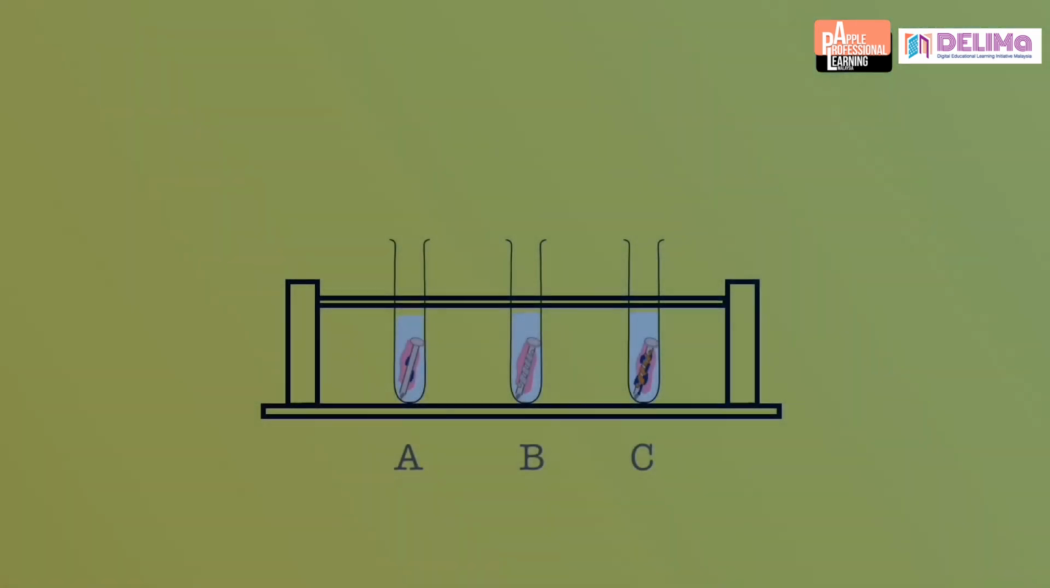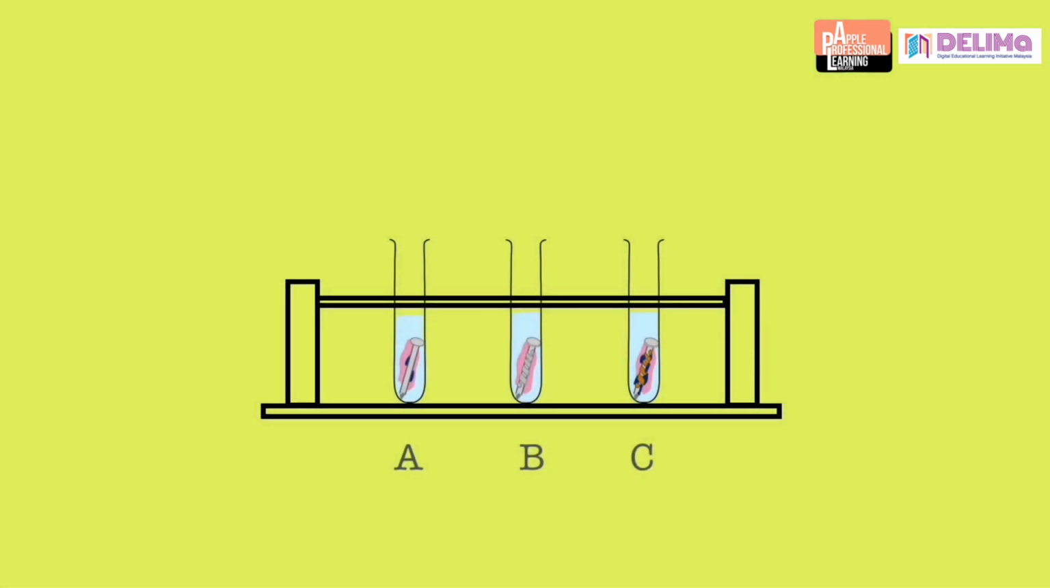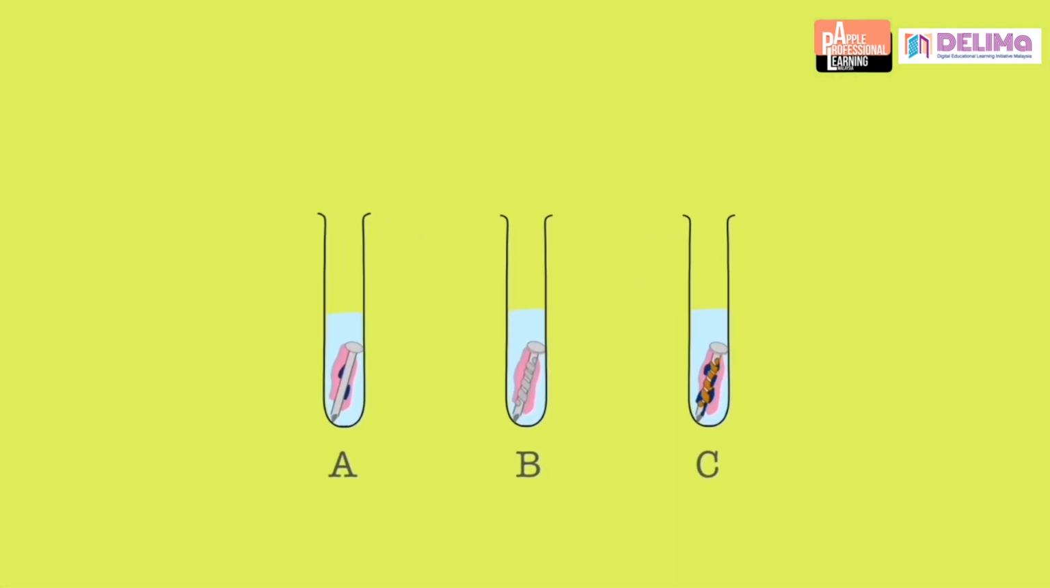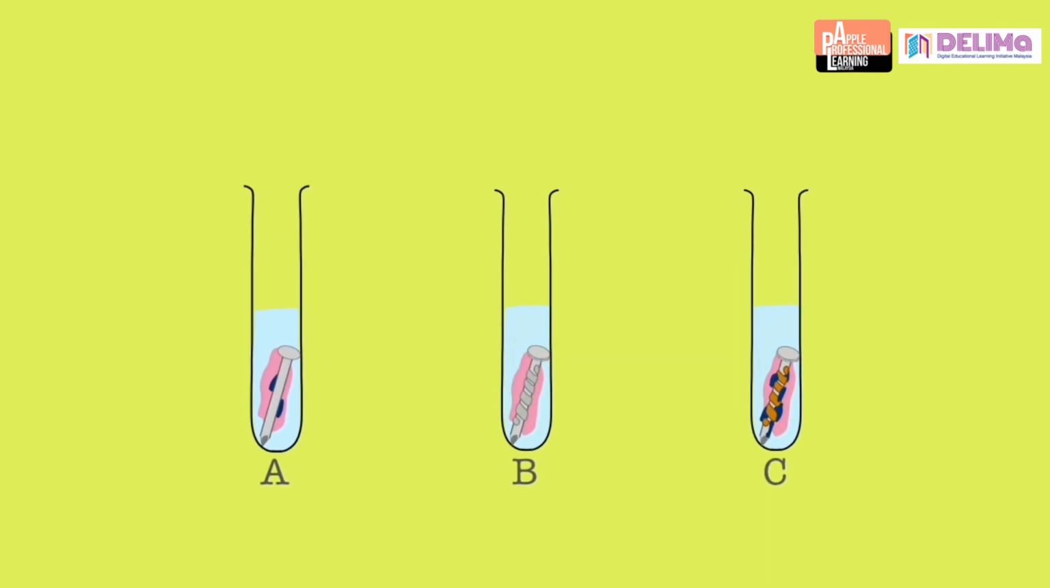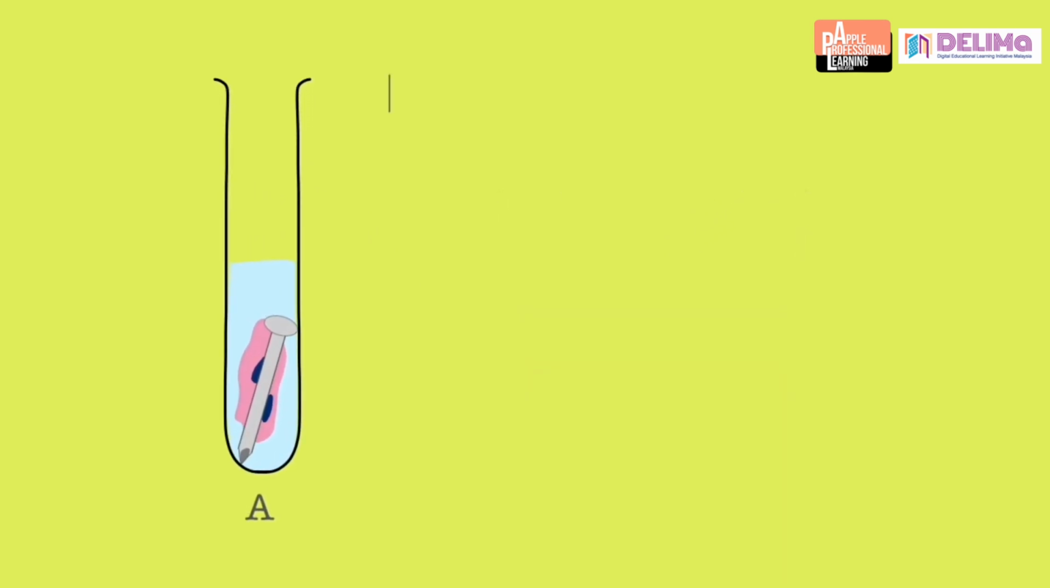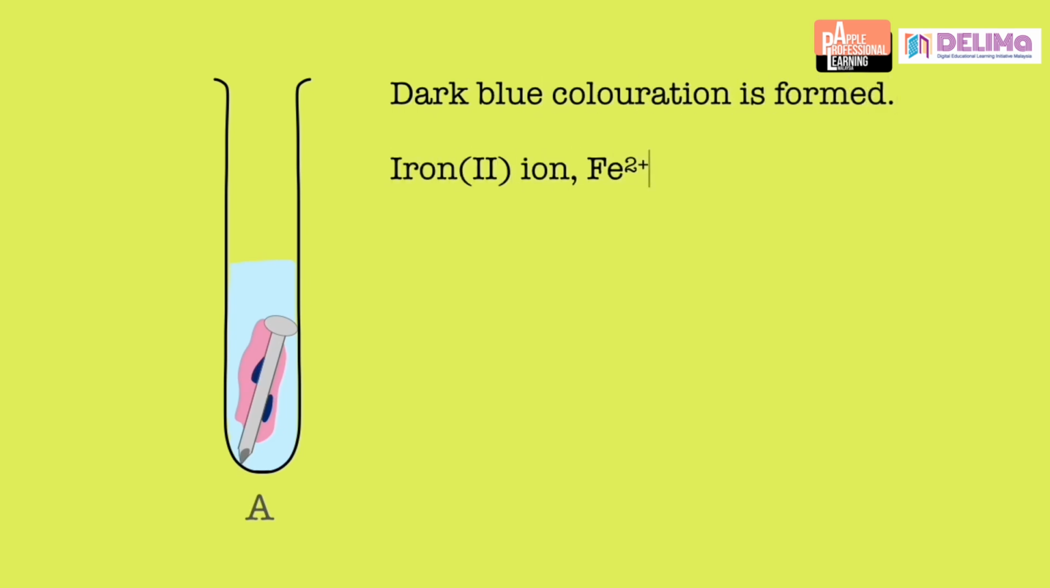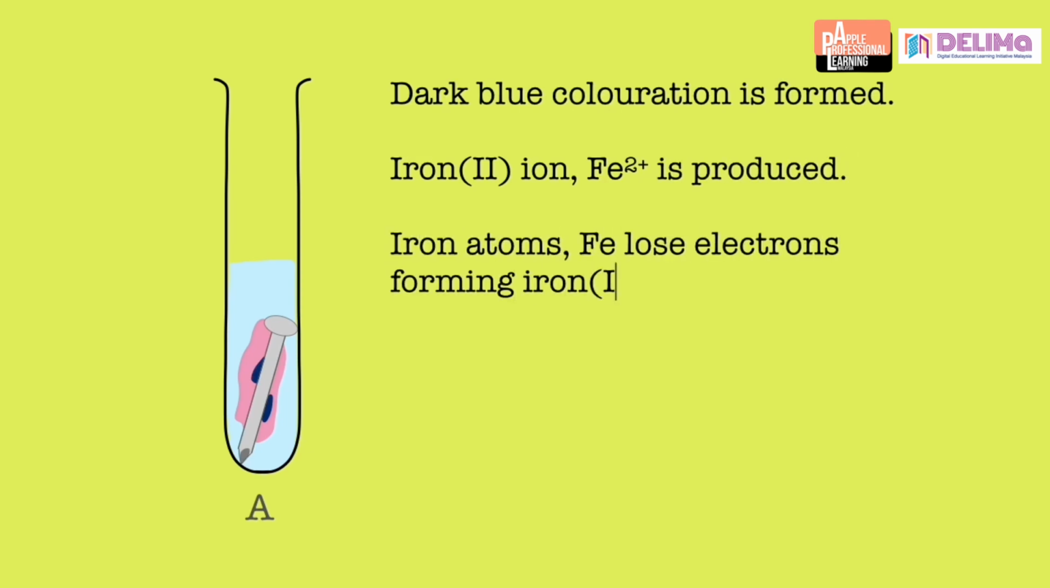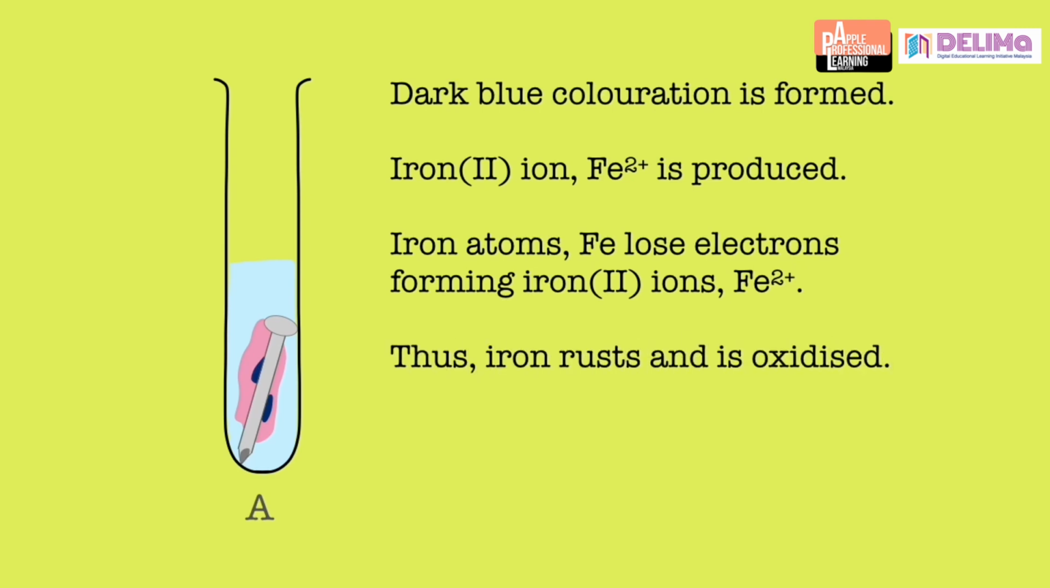A day has passed. Let's see the result. In test tube A, dark blue coloration is formed. It shows iron(II) ion is produced. Iron atoms lose electrons, forming iron(II) ions. Thus, iron rusts and is oxidized.